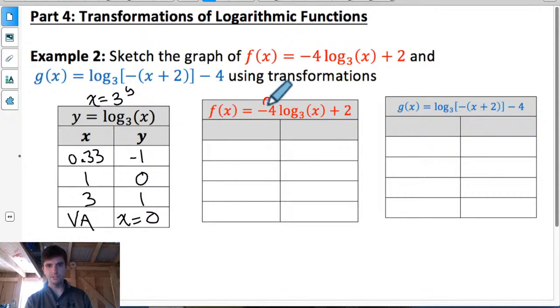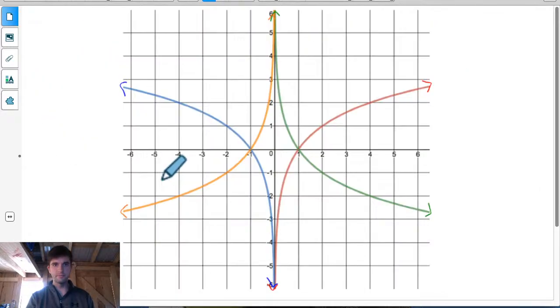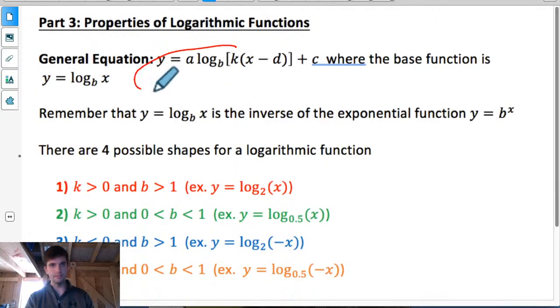So this function has an a value of -4, a k value of 1, no d value, and a c value of 2. If there was a k and a d value, we would see them in brackets with the argument, because here's the general template of a transformed logarithmic function. A is in front of the log, and c is added after it. K and d are part of the argument.